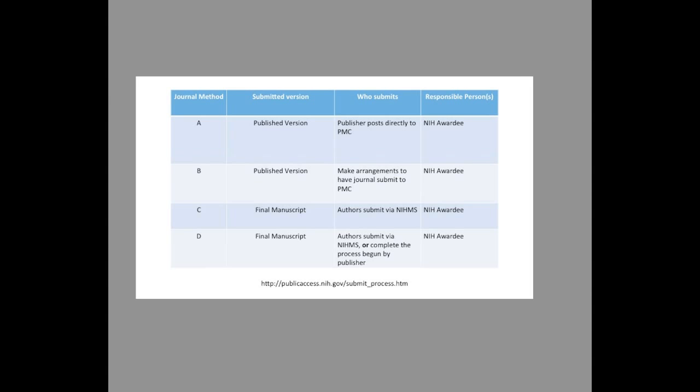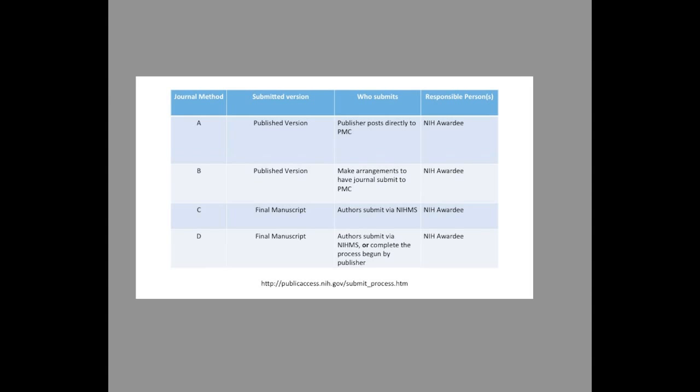Okay. The other big difference is in A and B, the journal or the publisher does most, if not all, of the work for you for getting your article into PubMed Central. In journal methods C and D, you will have to do some of the work, various steps along the way. Exactly what you have to do depends on which journal it is and how much work they do.